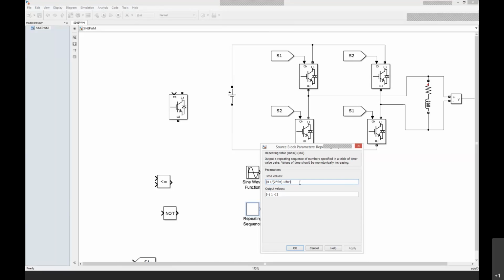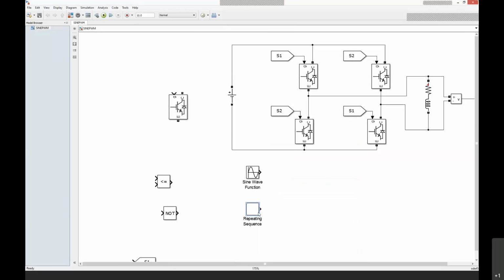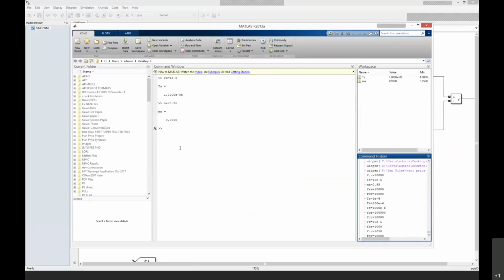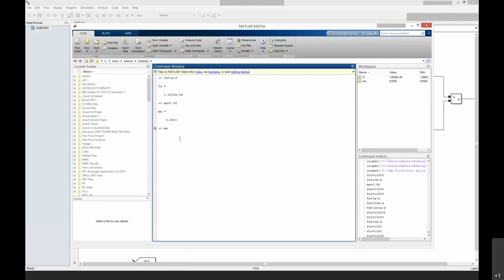That means 0 time, 1/4 of the carrier cycle, half of the carrier cycle, 3/4 of the carrier cycle, and one full carrier cycle. For that, appropriate values you need to substitute. So a triangle carrier is generated with FCR frequency. We need to externally input this MA and FCR from this MATLAB dialog box. For MA, I just consider 0.95, and for FCR, the carrier frequency, you may consider 10 kilohertz or 5 kilohertz. In this case, I consider 1 kilohertz.